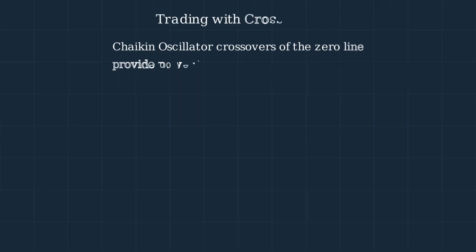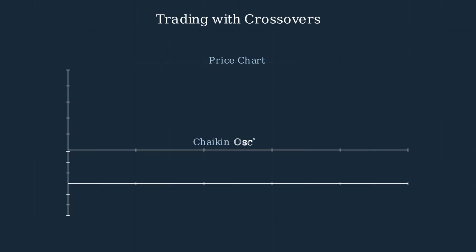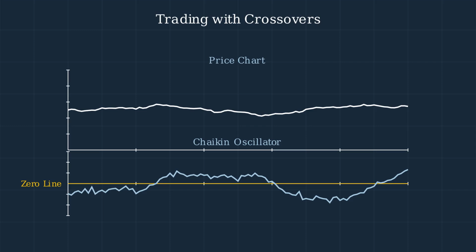Traders often use crossovers of the zero line in the Chaikin oscillator as important trading signals. Let's examine how these crossovers work on a price chart and the corresponding Chaikin oscillator. Here we can see the price action of a financial instrument and its corresponding Chaikin oscillator below.